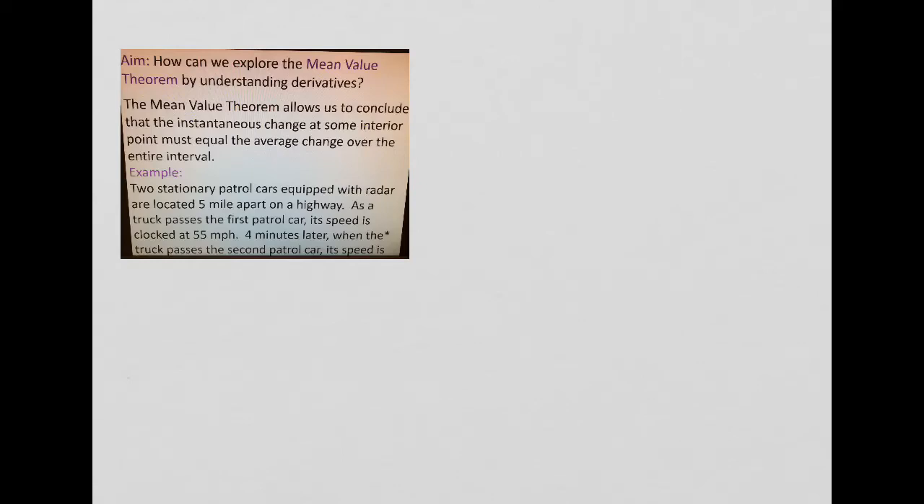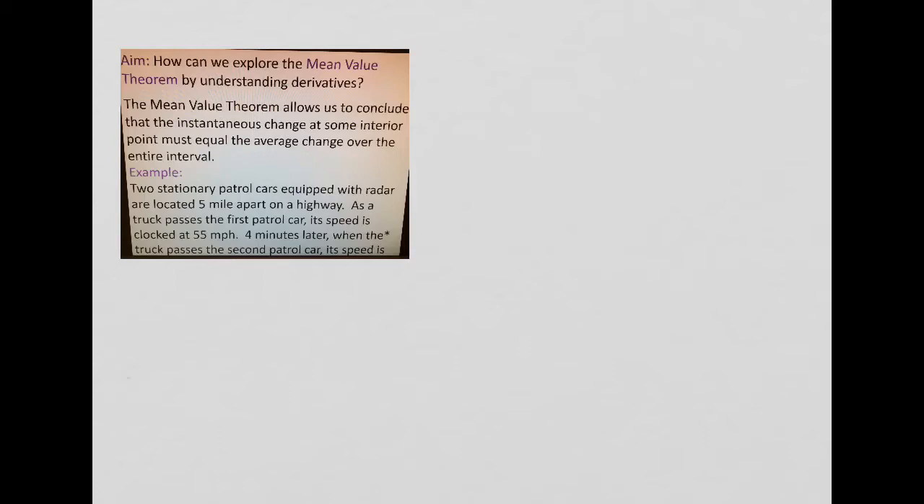Okay, so here we are again with the mean value theorem. We had a video before on this, so make sure that you understand that one before you go over this one. So it says here that the mean value theorem allows us to conclude that the instantaneous change at some interior point must equal the average change over the entire interval.